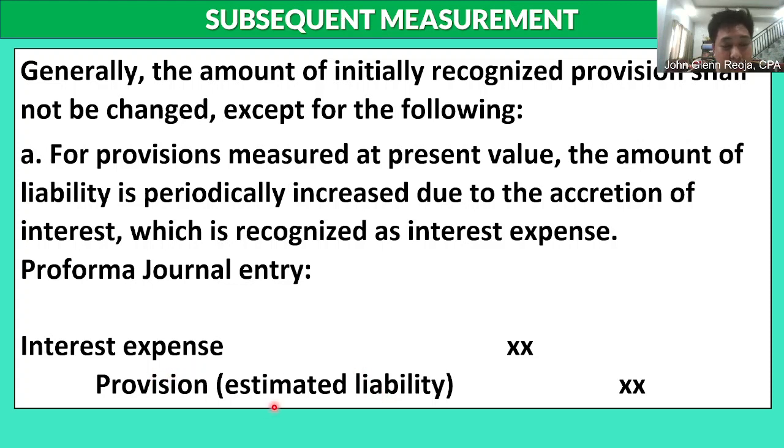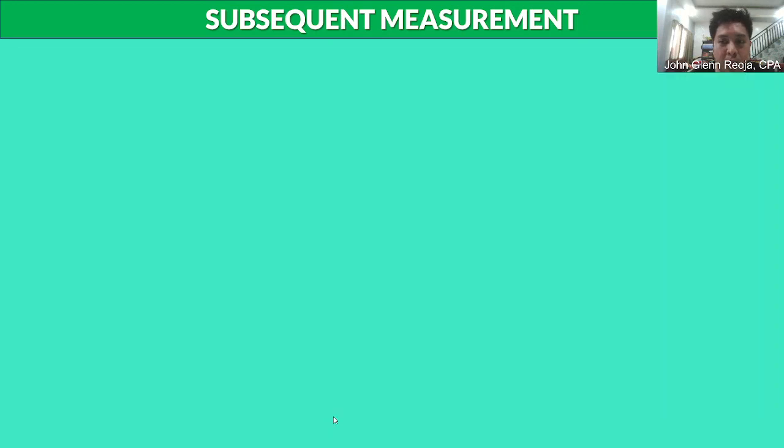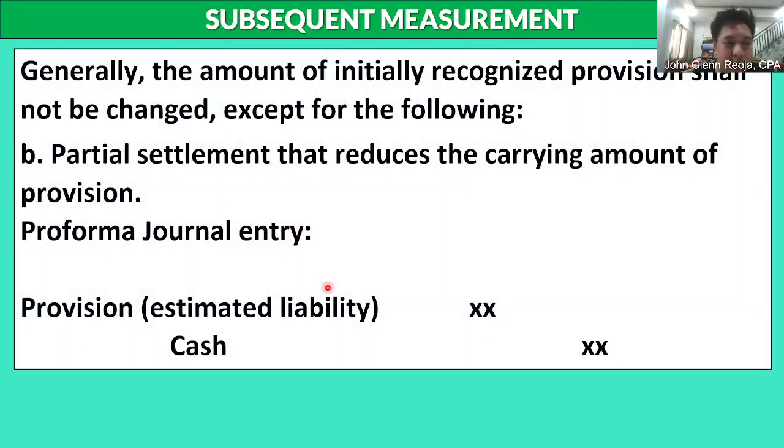Incur ng provision, liability, so credit yan, and then debit tayo ng interest expense. And then, when may partial settlement, malamang dyan na mababawasan yung provision. So, partial settlement reduces the carrying amount of provision. What if installment yung payment, or partial? So, debit tayo ng provision or estimated liability to reduce our liability account. Then, we credit cash for the payment.